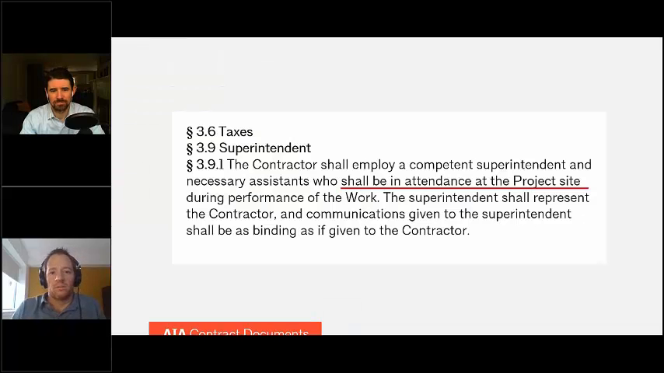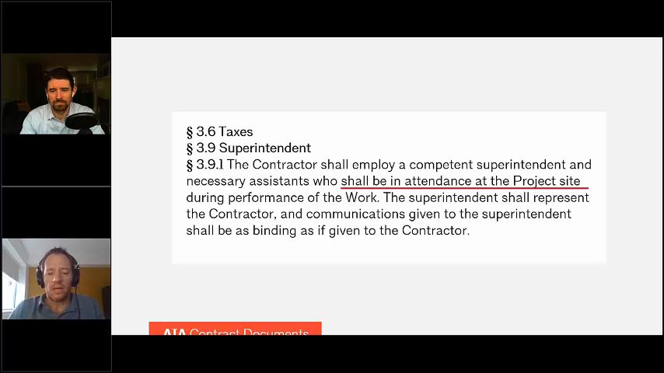So here is what the A201 has to say about the contractor superintendent. The contractor is required to employ a competent superintendent and necessary assistants who shall be in attendance at the project site during performance of the work. So this is someone who has a daily presence at the site. The second sentence states that the superintendent shall represent the contractor, and communications given to the superintendent shall be binding as if given to the contractor.